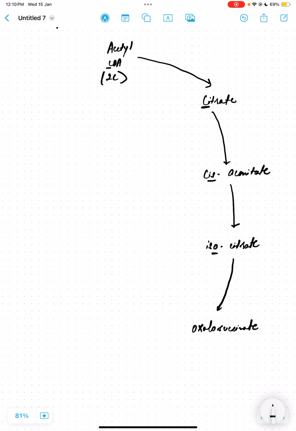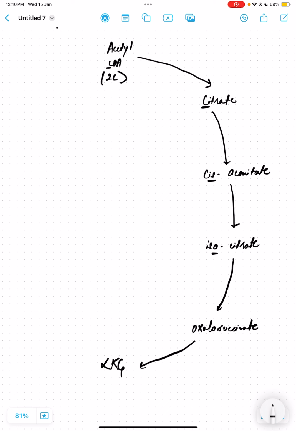You should remember, first of all, there is acetyl CoA. In acetyl CoA we have the letter C, so next will be citrate. In the case of citrate, the first two letters are C and I, so the next word will be cis aconitate. From cis aconitate, take the term Is. The next word will be isocitrate. From isocitrate, take the letter O. So the next word will be oxalosuccinate. Next we have alpha ketoglutarate.